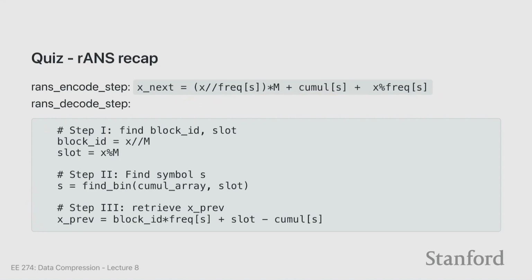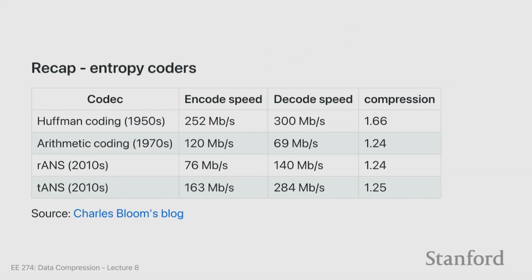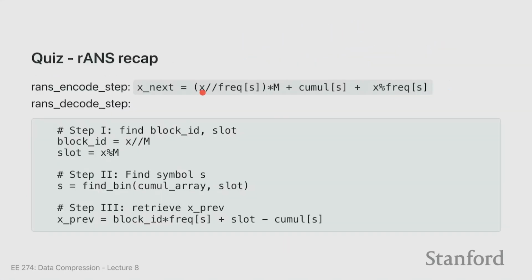A quick thing I want to note is that in the encoding you need to divide by the frequency of the symbol, and divisions are bad. Whereas during decoding, there is only one division step, but it's division by M, which is usually a power of 2. Division by a power of 2 is very cheap on a computer because you just shift right by something. That is the main reason why the decoding is so much faster. As we saw a couple slides ago, the decoding for RNS was almost double the speed of the encoding because the decoding doesn't have the division operation that the encoding has.